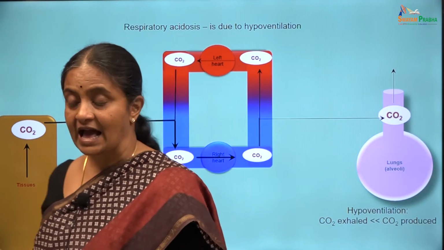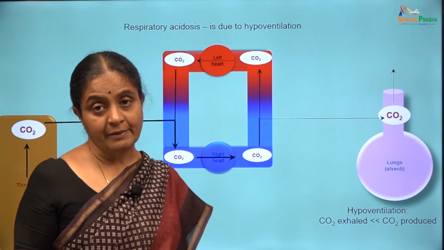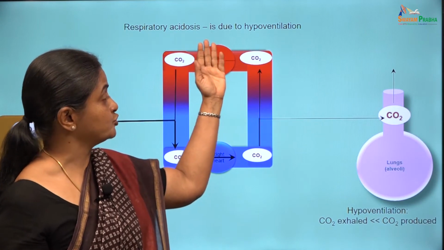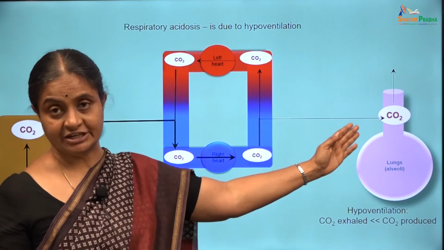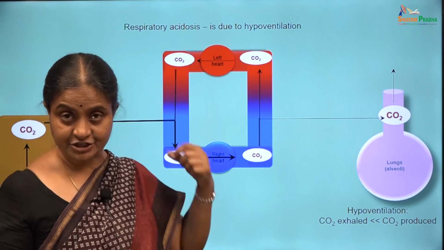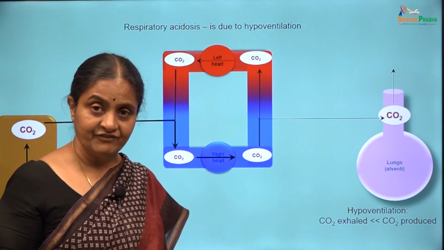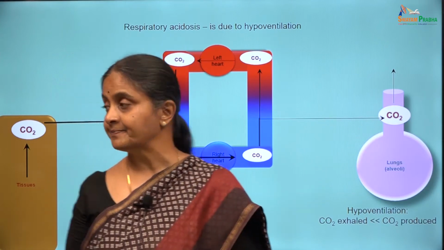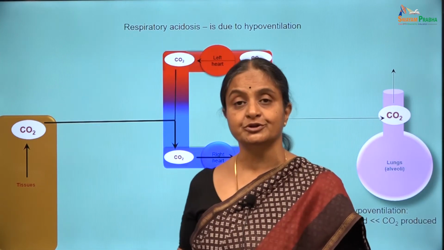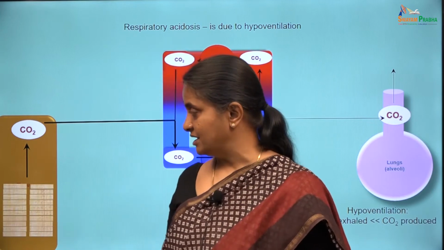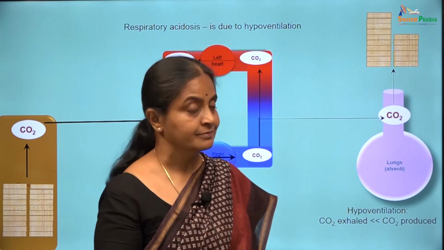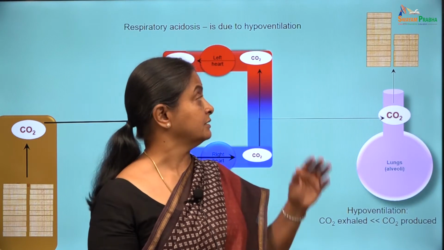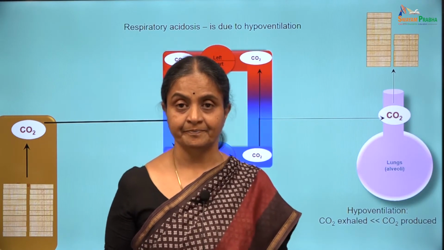Just like respiratory alkalosis coming up due to hyperventilation, respiratory acidosis is due to hypoventilation, and the term hypoventilation technically refers to a state where the amount of carbon dioxide exhaled is less than what is produced. If that much is produced, less of it is released so that the remainder builds up in arterial blood.